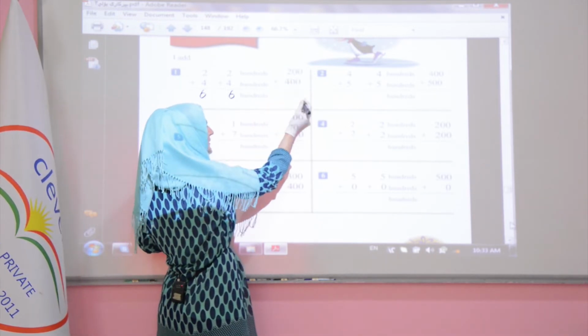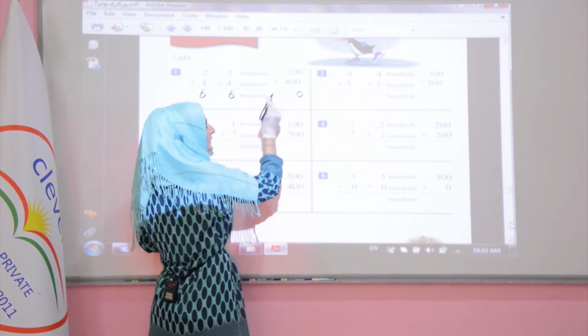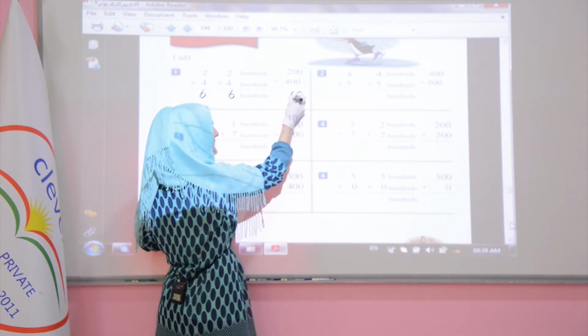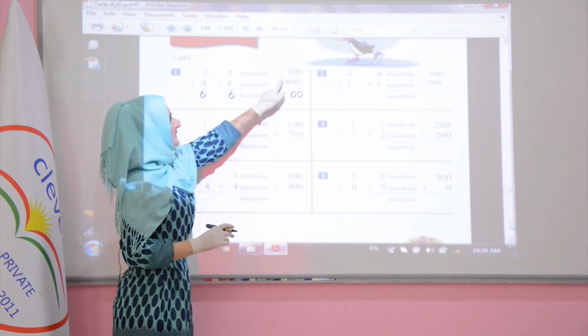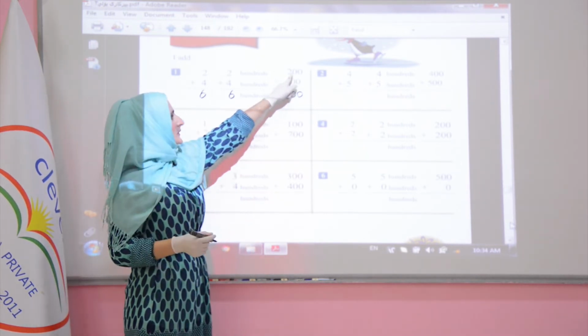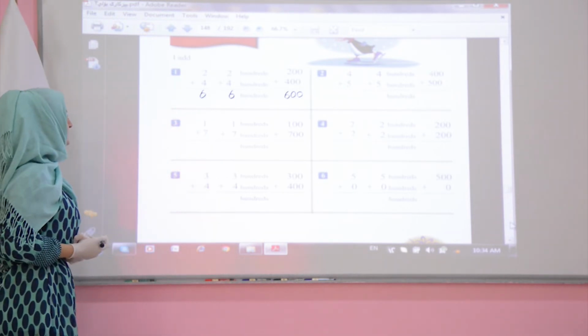0 plus 0 equal to 0. 0 plus 0 in tens column, 0 plus 0 equal to 0. 2 plus 4 equal to 6. So 200 plus 400 equal to 600.